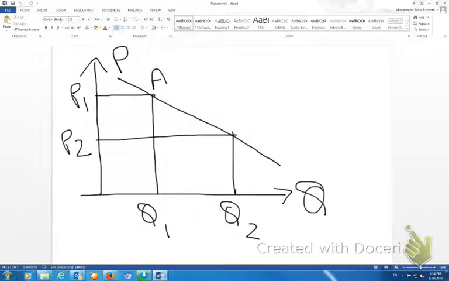Let's say the original point was A and the new point is B, and our price elasticity of demand captures the change in demand when price changes from P1 to P2. Notice that when price is changing from P1 to P2, your quantity demanded is changing from Q1 to Q2. So therefore, the change in quantity demanded is approximated by a movement from A to B, right?